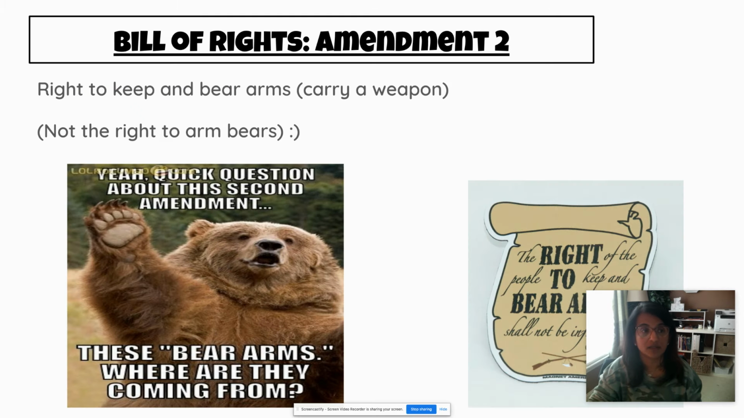Okay. All right. Amendment number 2, it's the right to keep and bear arms or carry a weapon, but not the right to arm bears. So this amendment started a long time ago, probably when the soldiers were living in our homes, and that was a long time ago in the 1700s.